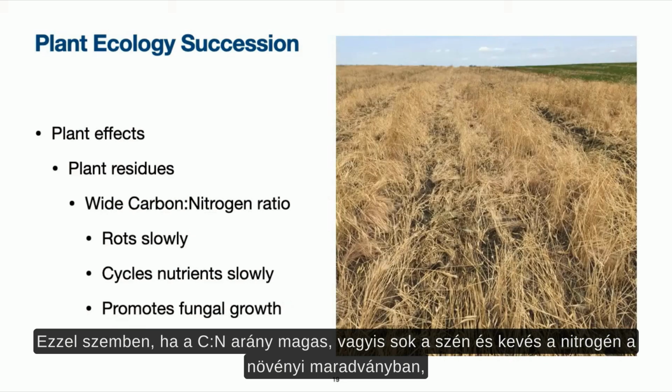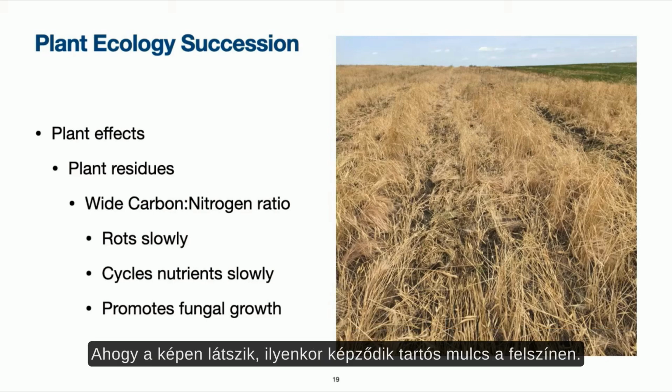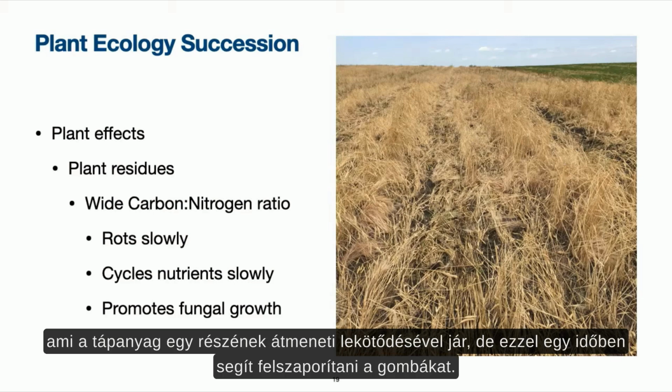When we start dealing with a wide carbon to nitrogen ratio, so low protein, a lot of carbon and a little bit of nitrogen, that residue is going to rot slower, so that's going to give us that soil armor. It's going to cycle nutrients slower, so that's going to tie up some of those nutrients, but it's also going to help promote some fungal growth.